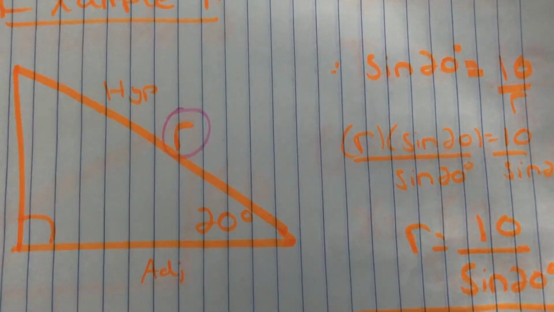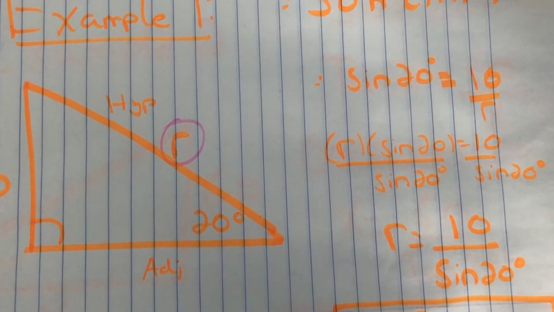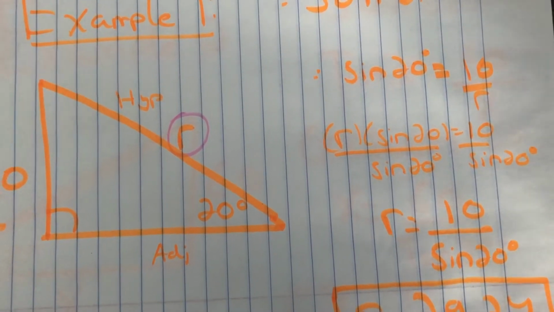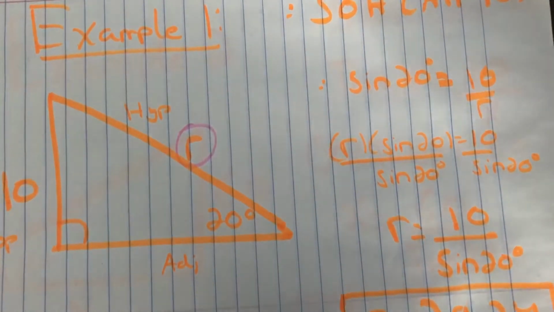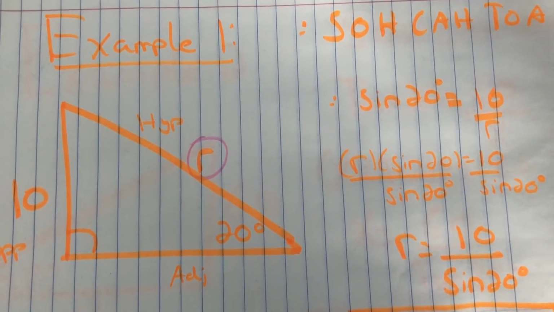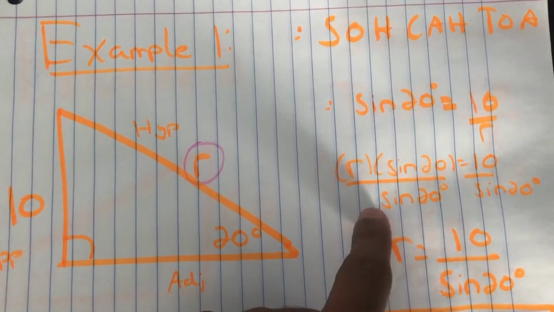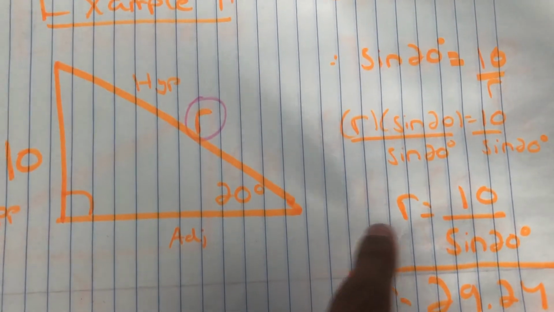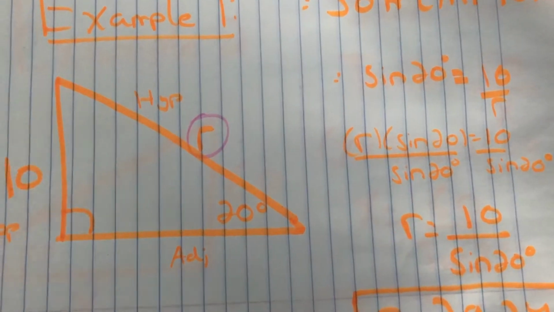But we're solving for r, right? So that means we need to get r by itself. How do you do that? So first off, you multiply by r to get it on this side of the equation. So I did that here and got r sine 20 equals 10. Then you have to get r by itself, so you divide by sine 20. 10 divided by sine 20, right? So r is equal to 10 divided by sine 20.